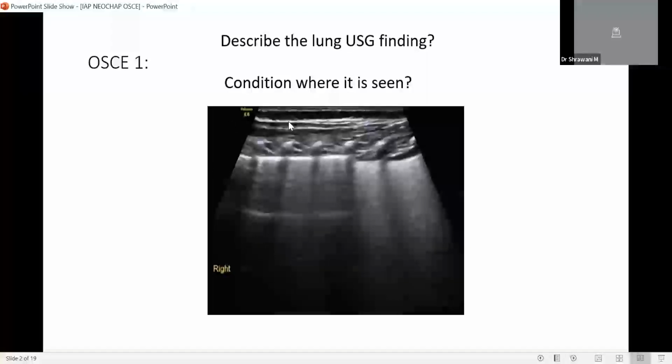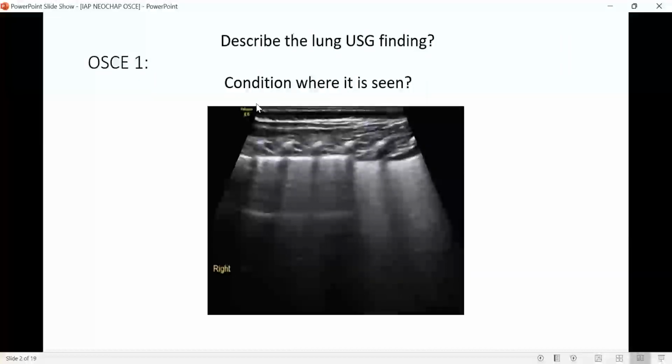So coming to first OSCE, are you able to see everyone? Yeah, it's seen clear. Okay.